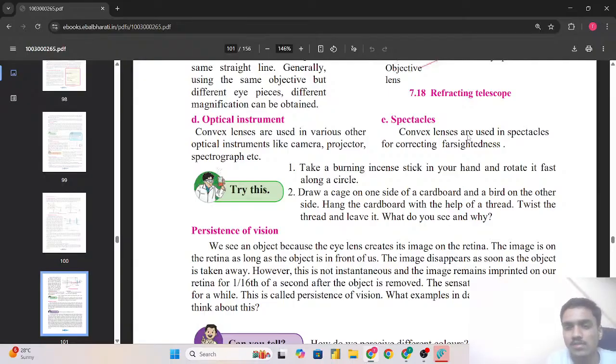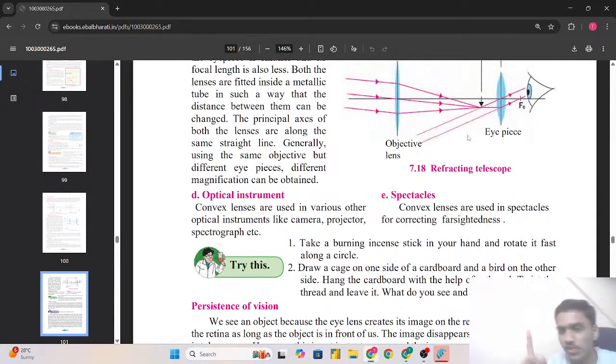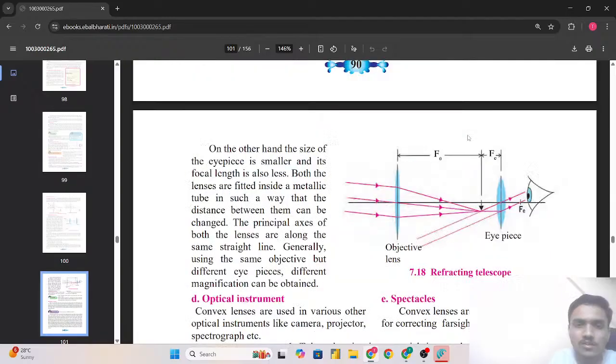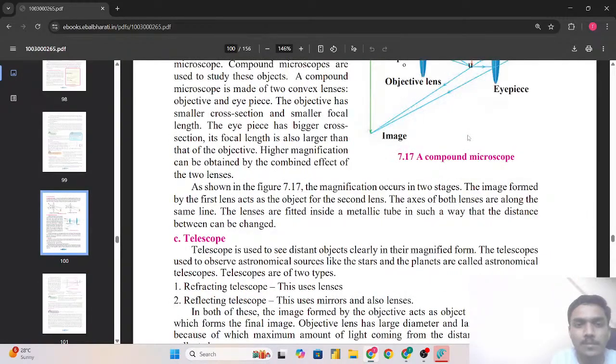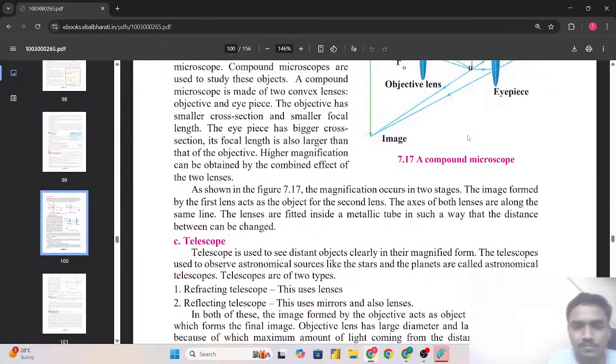Next is the spectacles. Convex lenses are used in the spectacles for correcting far-sightedness. एक यूज हमने इसका स्टडी किया ही है. Concave lenses are used in the spectacles for correcting near-sightedness, myopia. सो कुछ हो या ना हो, लेकिन ये जो डिफरेंस है that you should be able to remember, क्योंकि हमने इसके ऊपर डिफेक्ट्स को डिटेल में स्टडी भी किया है with the help of the diagrams.